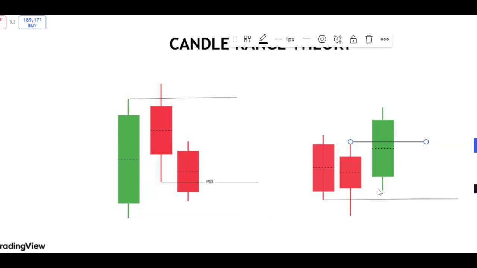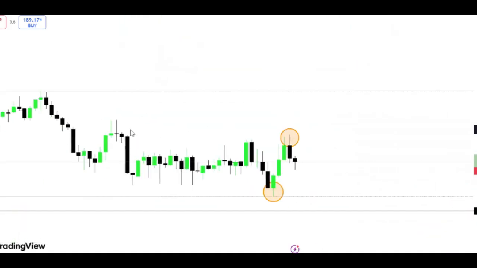Another thing I want to tell you about candle range theory, right? Candle range theory gives a good and decent opportunity in a ranging market. If you want to trade a ranging market, you can use candle range theory to catch a few pips, because it's not favorable to be trading a ranging market. But if you master candle range theory, you can always get some trades in a ranging market.